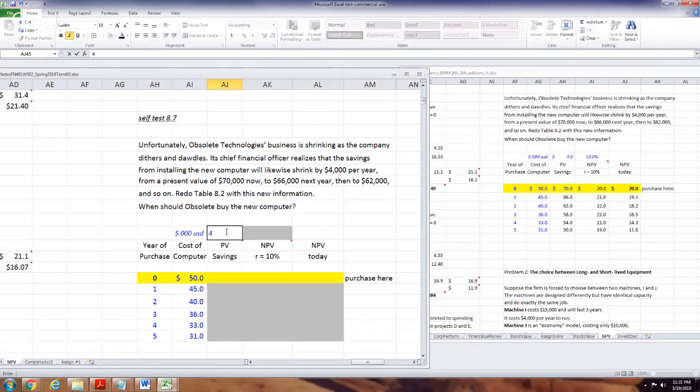Now you're going to have a declining savings by 4,000. So it starts at 70. Then you say equals 70 minus the 4. You're going to lock the 4 by putting dollar signs in front of the column and the row. You're going to clear out the shading, and you'll say Control+D. See how it did it for you? Right. So every cell here reduces the savings by 4.